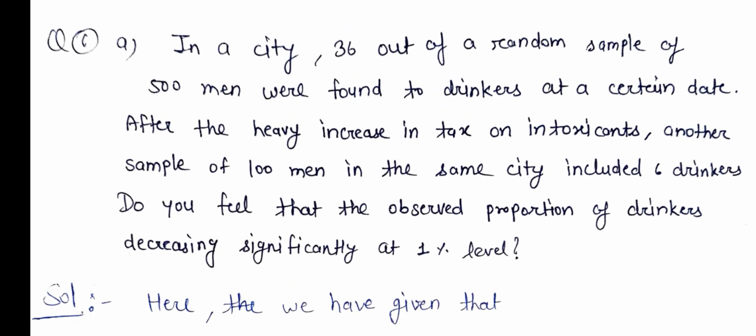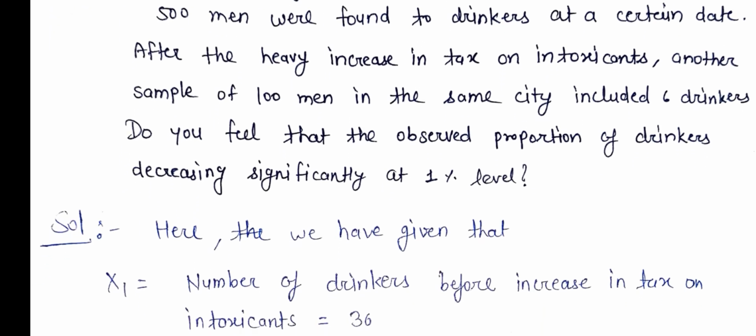In a city, 36 out of a random sample of 500 men were found to be drinkers at a certain date. After the heavy increase in tax on intoxicants, another sample of 100 men in the same city included 6 drinkers. Do you feel that the observed proportion of drinkers decreased significantly at the 1% level?